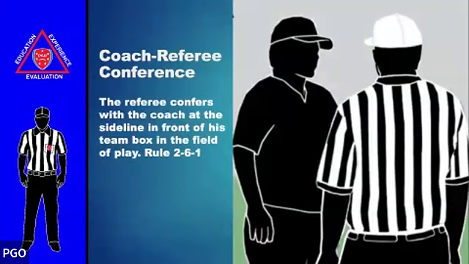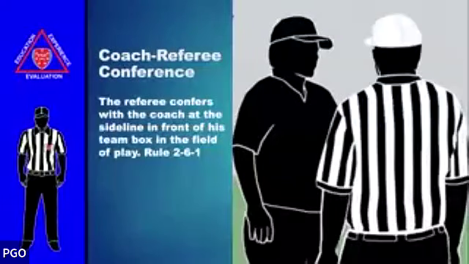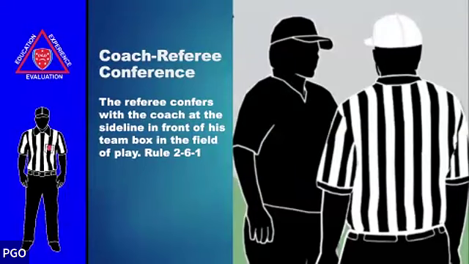So a coach-referee conference. In Rule 2, the referee confers with the coach at the sideline in front of his team box in the field of play. Very important. The location of this coach-referee conference is very important. It's not in the middle of the field. The coach can't come onto the middle of the field, and don't allow a coach to come onto the field to have a discussion with you in regards to a misapplication of a rule. Go over to the sideline, but stay inside the field of play, and that's where you have your coach-referee conference. And the wing official on that side should also be there as well.